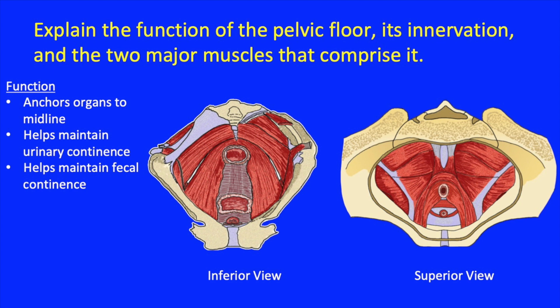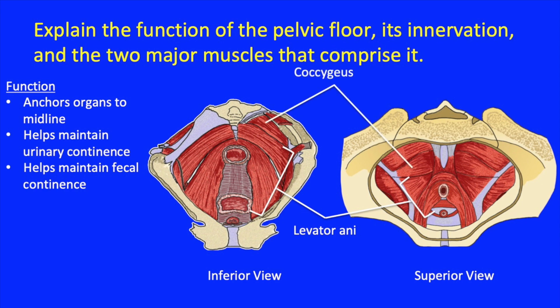I should mention, however, that urinary and fecal incontinence are rarely issues for the male. Remember, the male pelvic floor is not challenged by parturition. Usually, it would be trauma that injures the male pelvic floor that would result in urinary and/or fecal incontinence. And the muscles you need to know are two: the levator ani and the coccygeus.